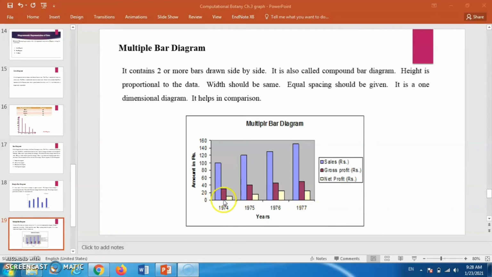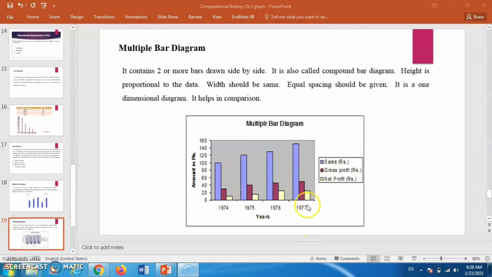So for that we have placed these bars close to each other, and each bar represents a different observation in that particular year. So it is easy to understand. With the help of this multiple bar diagram, two or more bars are drawn side by side. So this is the feature of this type of bar diagram.